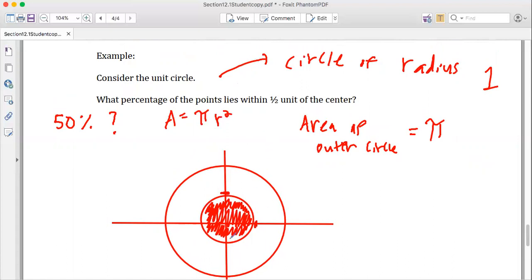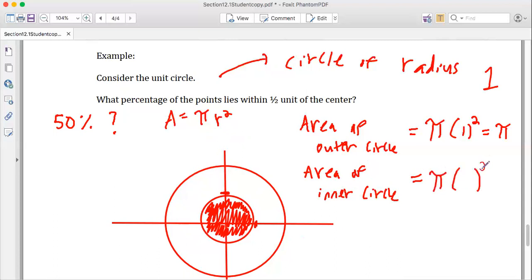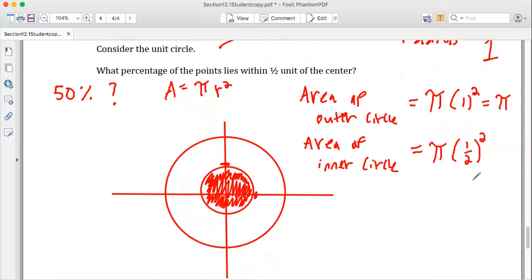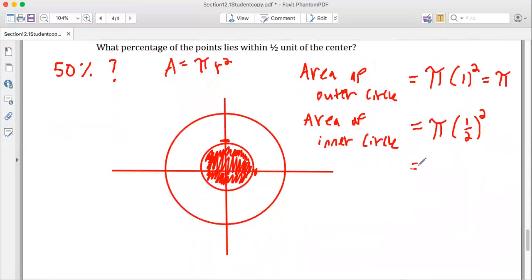And this outer circle is the unit circle. We said the unit circle is the circle of radius 1. So that's pi times 1 squared, which is pi times 1, which is just pi. But what about the area of the inner circle? Well, the inner circle was only half a unit away from the center, so its radius is 1/2. So that's pi times r squared, but here r is 1/2. And if we compute that, what's 1/2 squared? 1/2 times 1/2 is 1/4. That's pi times 1/4, or pi over 4.